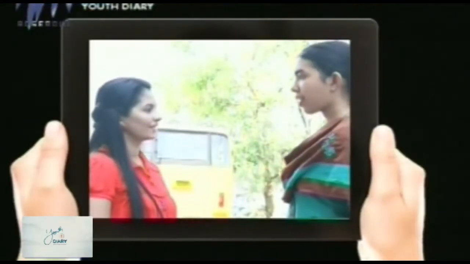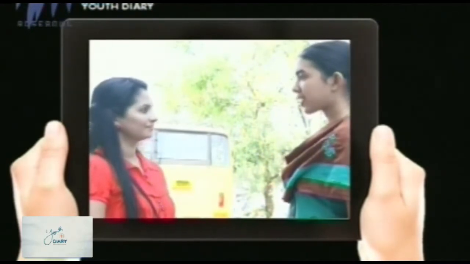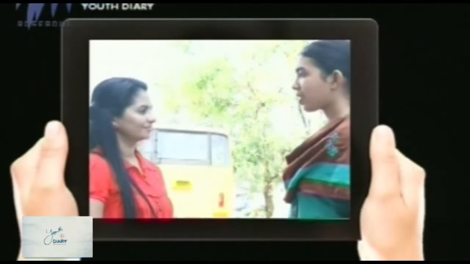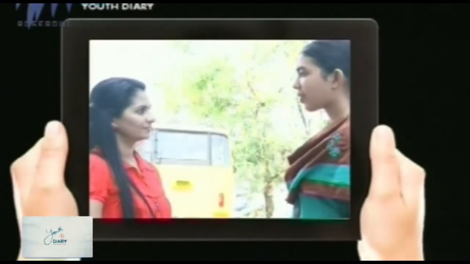Hi ma'am, I am Deepa. I am doing my second MBBS. I have a doubt. I have frequent headache. I don't feel any defect in my vision. How can we correct it?